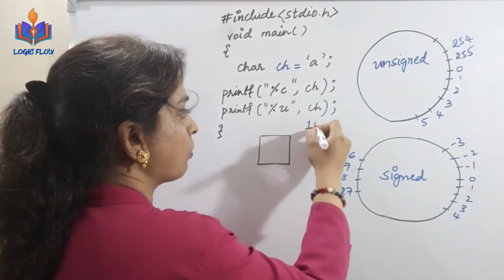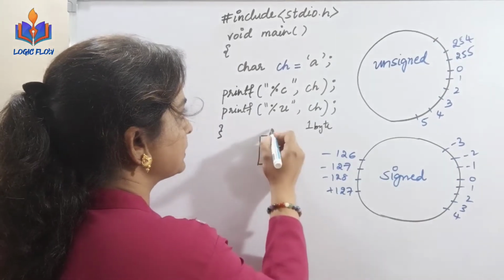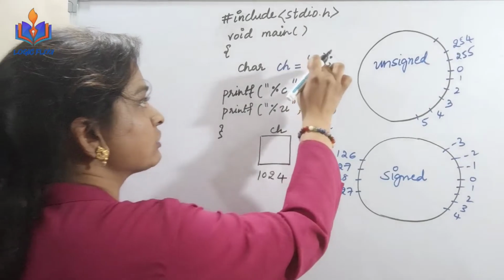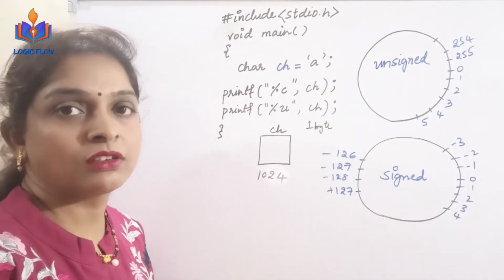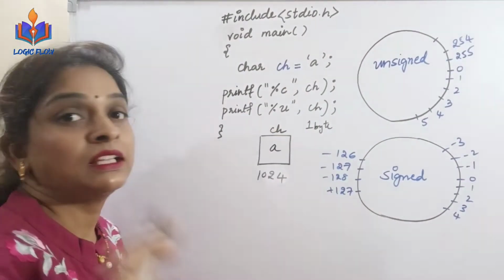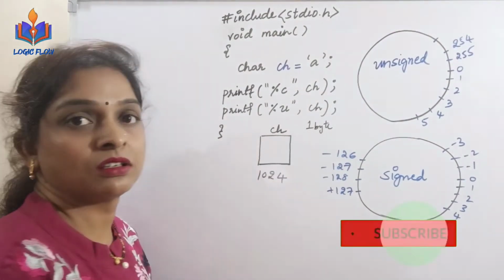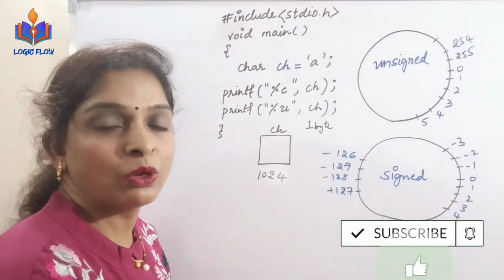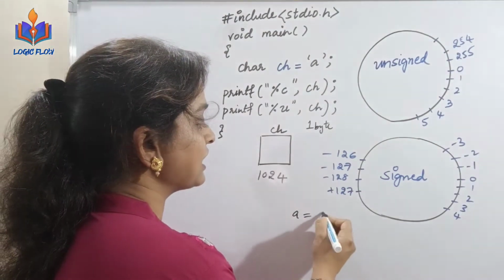It takes 1 byte. The name for this memory block is CH, at some address, say 1024, and this value A has to be stored. We say the character gets stored there, but actually the character will not be stored. The code of that character will be taken. So what is the ASCII code of the lowercase a? The ASCII code of the lowercase a is 97.